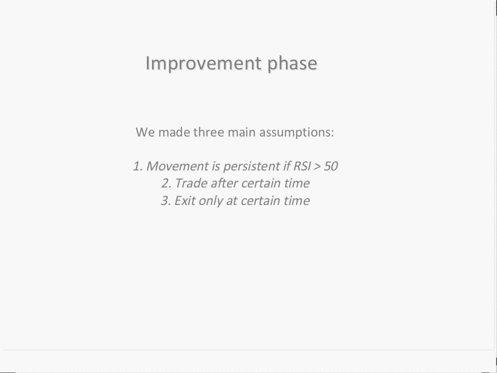Actually, we made three main assumptions: that movement is persistent if RSI is greater than 50, only after a certain time, and only at a certain time. Well, these are obvious assumptions, and we're going to do some research on them. The improvement phase is actually the most interesting part. This is the research.